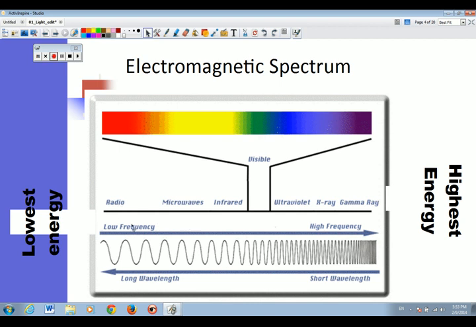You have radio waves, with low frequency and long wavelength. Over on the other end, as we go from ultraviolet to X-rays and gamma rays, we have high frequency and short wavelength. The other important thing we can look at is that this side over here has very low energy, and this side over here has very high energy, okay?